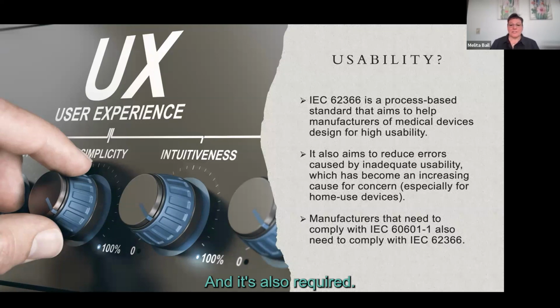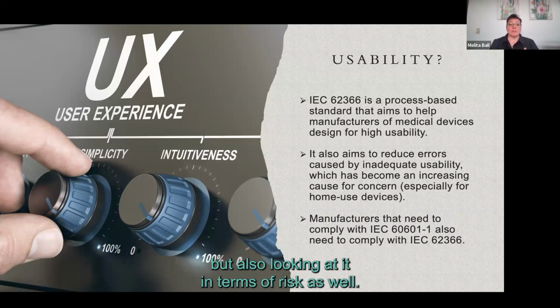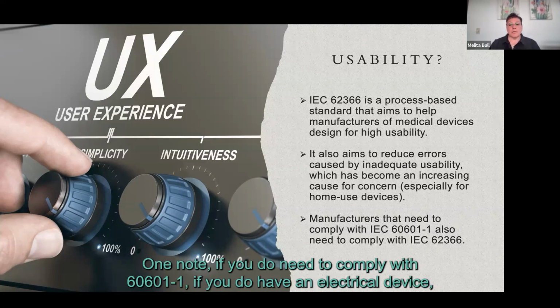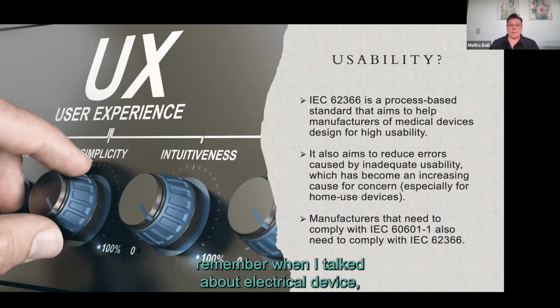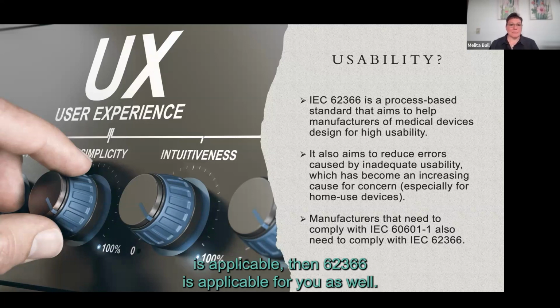And it's also required. So we need to make sure that we're building usability into all of our design verification and design validation plans, but also looking at it in terms of risk as well. Okay. One note, if you do need to comply with 60601-1, if you have an electrical device, remember when I talked about electrical devices, one of those collateral standards is usability. So you will be required to follow this standard as well if you have an electrical device. So if 60601-1 is applicable, then 62366 is applicable for you as well.